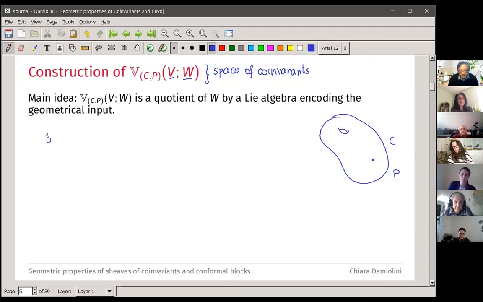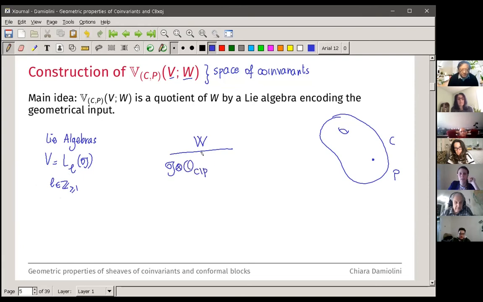Well, in the case of Lie algebras, meaning where my vertex algebra is the algebra associated with a simple Lie algebra G and of level L, and I always assume L to be a positive integer, then we know a way to construct conformal blocks, to construct invariants, is to take the representation W and quotient out by the action that this Lie algebra has on W.